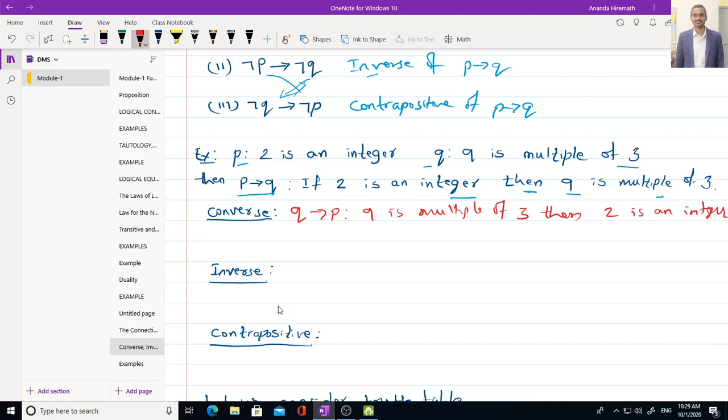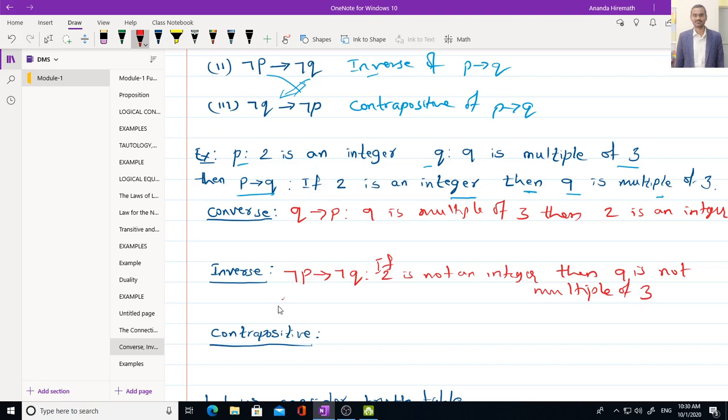Now what is inverse? Not P conditional not Q is the inverse. Now how can I write this statement? Not P means 2 is not an integer. So right, let me write, if 2 is not an integer, then what is Q? 9 is multiple of 3, but not Q means 9 is not multiple of 3. Then 9 is not multiple of 3. So this is the inverse of the given conditional.